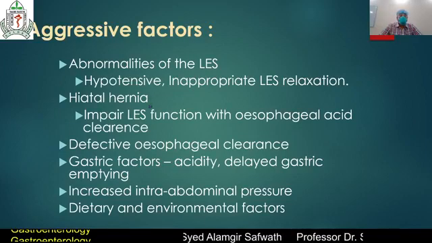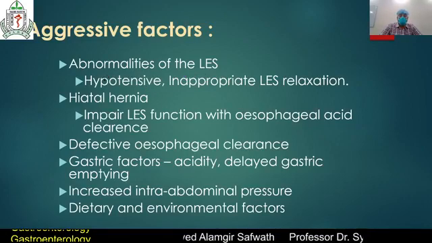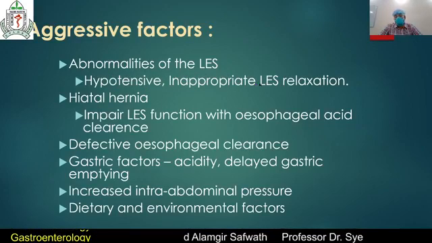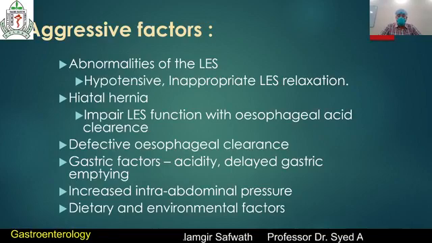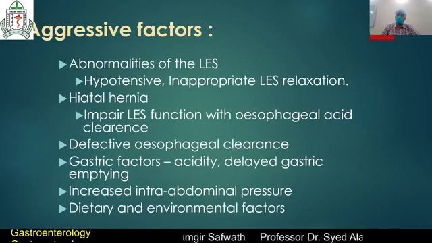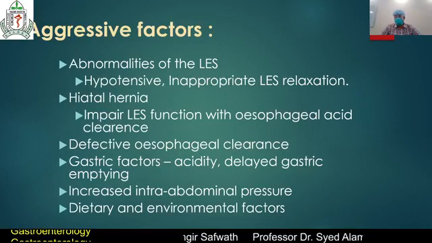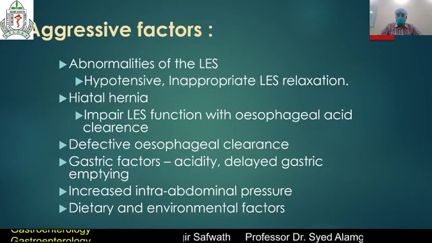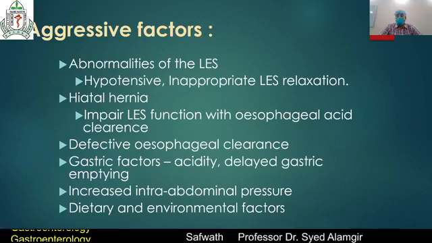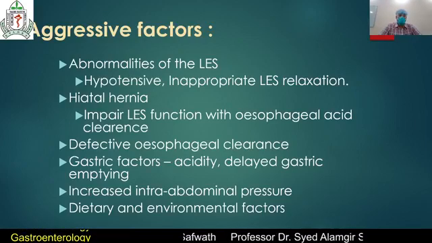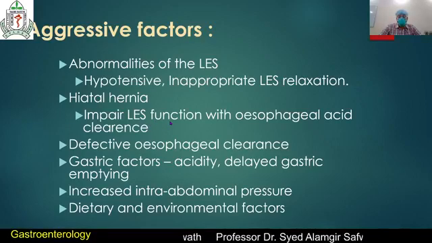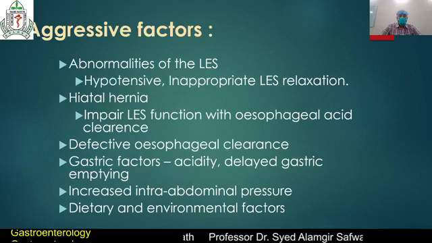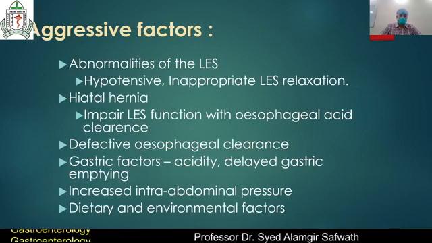Aggressive factors are abnormalities of the lower esophageal sphincter, like if it is hypotensive, so tonicity is less, or if there is inappropriate relaxation. Because normally when the food particle reaches the lower end of the esophagus, it opens, the food passes into the stomach, then the sphincter closes again. But if there is inappropriate relaxation, where food is not passing but the sphincter is relaxed, food particles from the stomach get a chance to pass into the lower esophagus. So inappropriate relaxation is an aggressive factor. If there is a hiatal hernia, it impairs the function of the lower esophageal sphincter, and acid from the stomach can pass easily to the lower esophagus. So hiatal hernia is another aggressive factor.